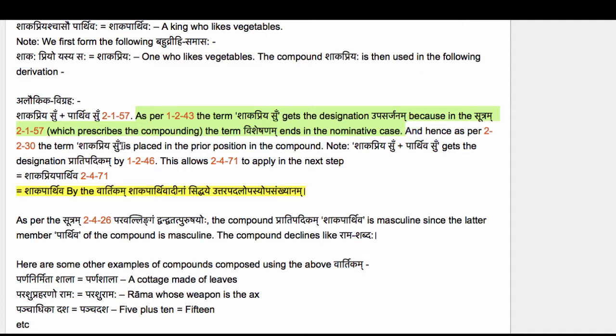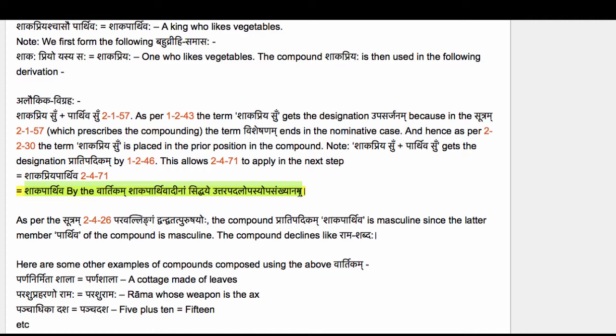And hence, as per the Sutram 2230, Upasajanam Purvam, the term Shakapriya Su is placed in the prior position in the compound. Now, Shakapriya Su plus Parthiva Su gets the designation Pradipadikam by 1246 Kritya Ditya Samasascha, as we have formed a compound. Now we can apply 2471 Supodhatu Pradipadicayoho to perform the luk elision on the sup affixes Su and Su, which are inside the compound Pradipadikam, to give us Shakapriya Parthiva. And now we perform the elision, Lopaha, of the Uttarapadam Priya of the Purvapadam Shakapriya to give us Shaka Parthiva as the final compound Pradipadikam.